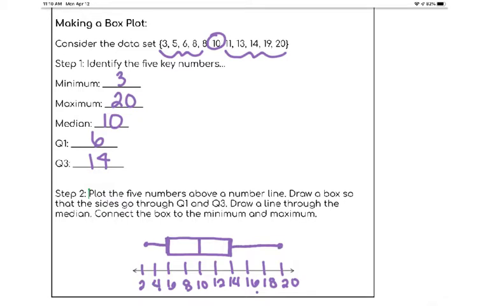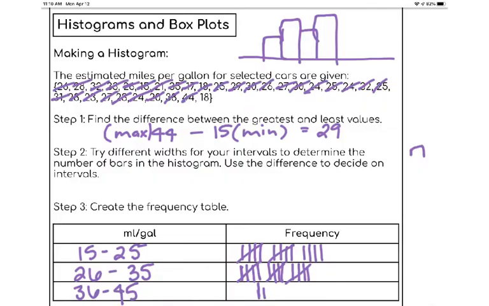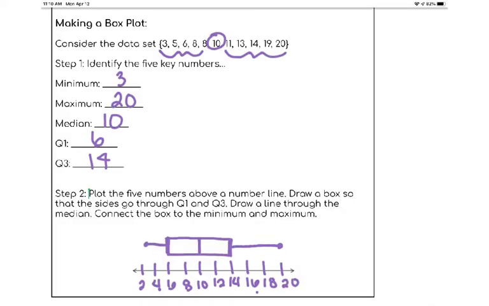Okay? So far you've learned how to draw a histogram and a box plot using those key factors necessary for both. Okay? All right.